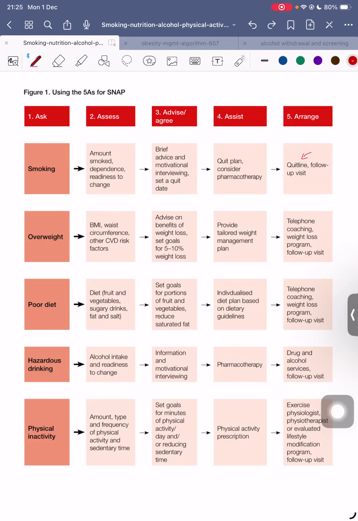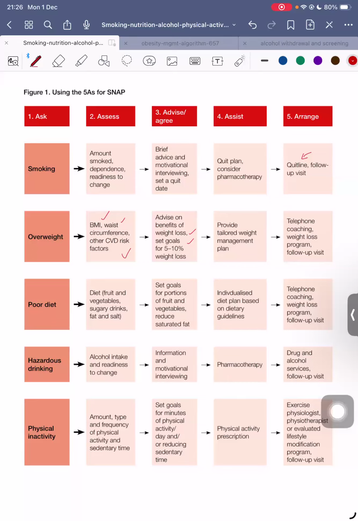And the next one is overweight. How should we assess an overweight patient? We have to check BMI, waist circumference, and other cardiovascular risk factors. So, how do we advise? Advise on the benefits of weight loss and set goals. You just have to remember to advise about the benefits of weight loss. Usually we give goals depending on the BMI and waist circumference.